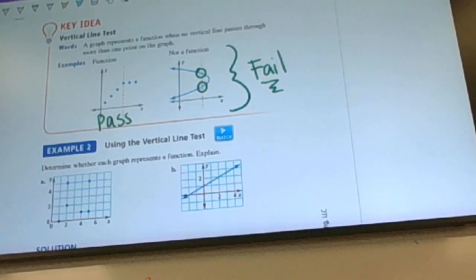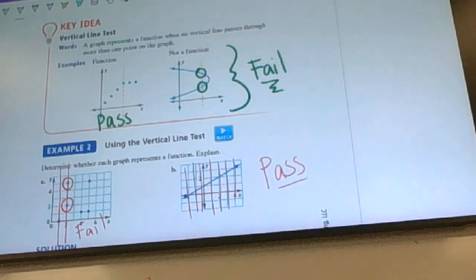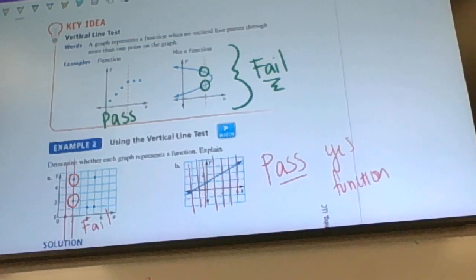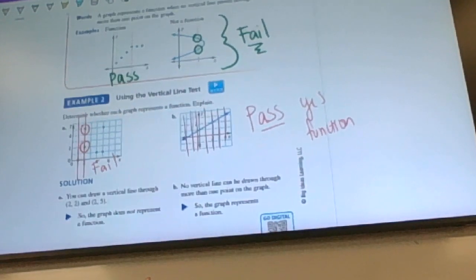I'm going to draw straight lines. Boom, right there. Fail. It fails twice. You're right, it's a double failure. That one fails in 2 places. Letter B. Pass. Pass, yes, function. See the difference or no? Pass, fail.